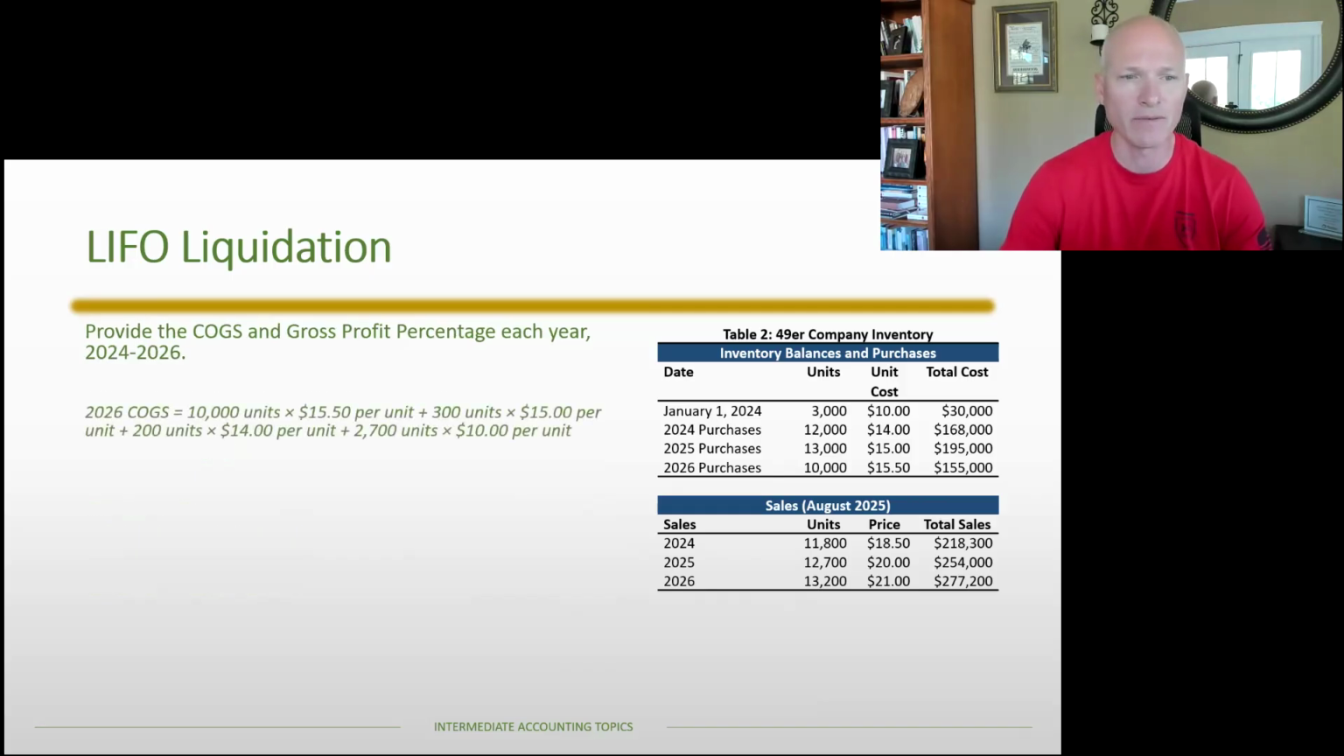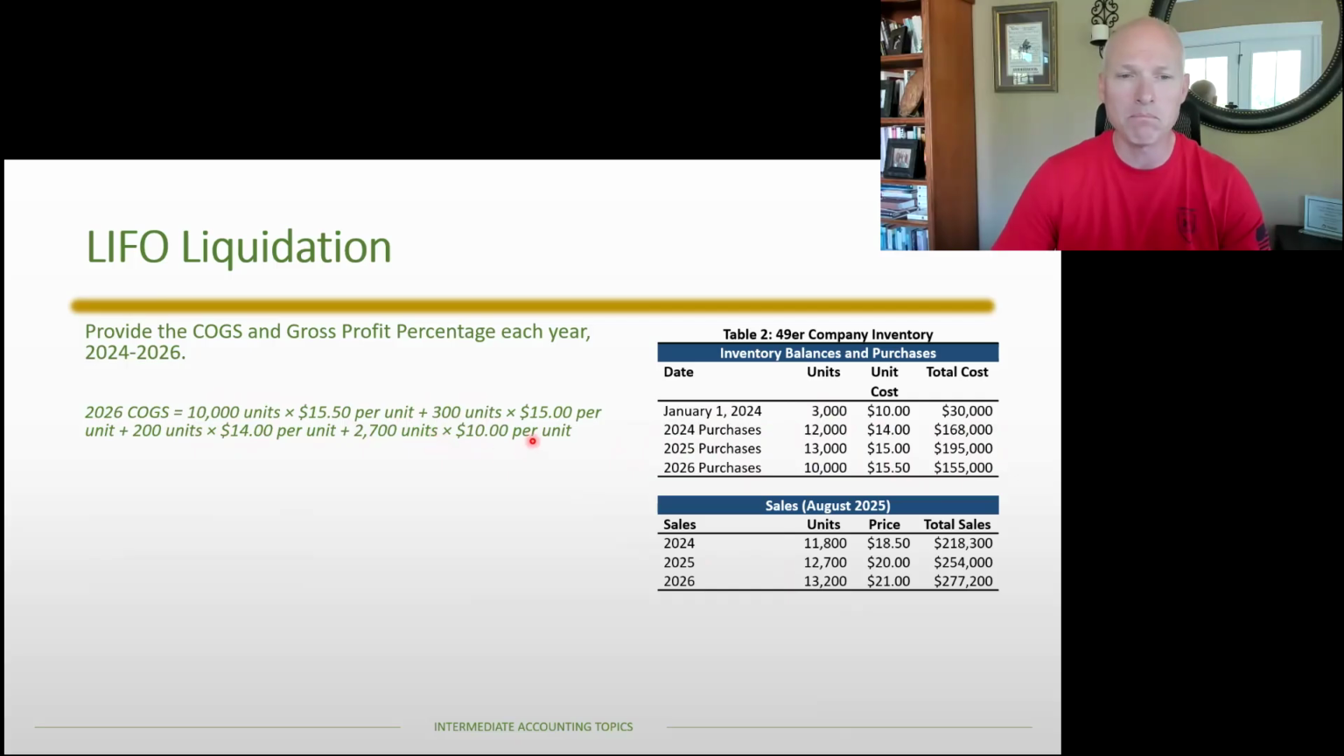And then 2026 happens. It's a little bit different now, right? Because in 2026, we sold 3,200 units more than what we purchased, meaning that all of the 2026 layer is going to be sold. All of the 2025 layer is going to be sold. All of the 2024 layer is going to be sold. Again, remember, there's 200 in this layer, 300 in this layer. And so you're going to go all the way through that and even into our beginning layer. And so you can see we're selling all of the new layer, all of the 2025 layer, all of the 2024 layer, and a good chunk of our beginning layer.